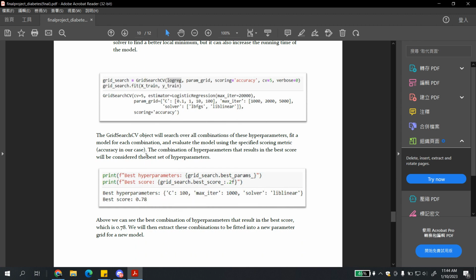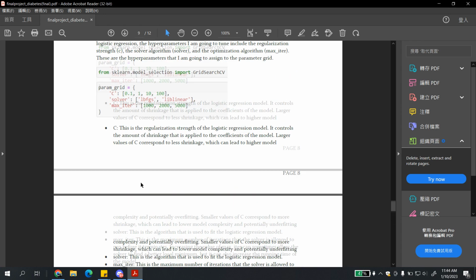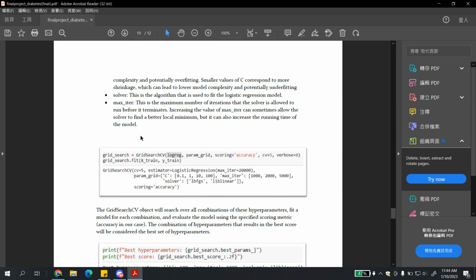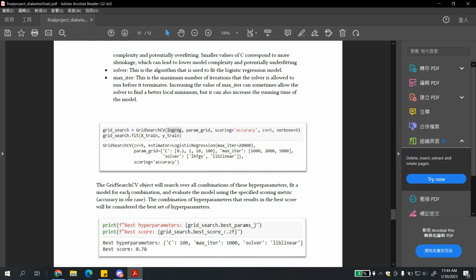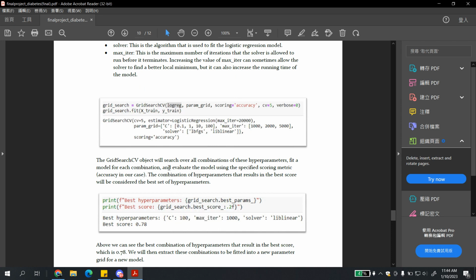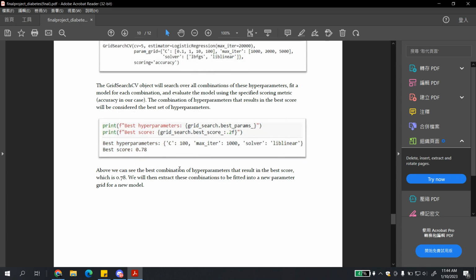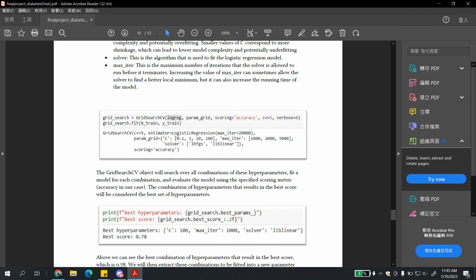So these are the values that we used, and to find the potential best value, we're going to use grid search. That's what grid search does. It will go through all the combinations of these hyperparameters and fit the best model for each combination, and fit a model using the best combination that it gathered from here.